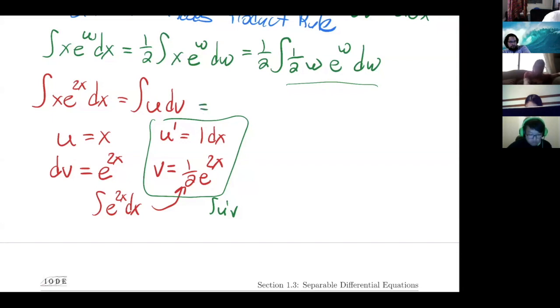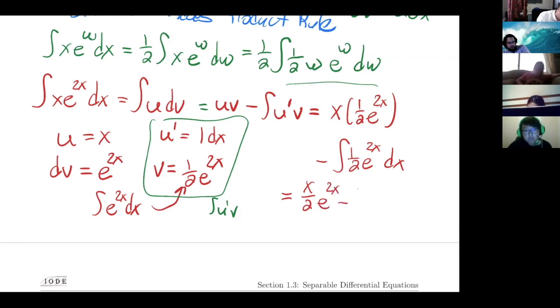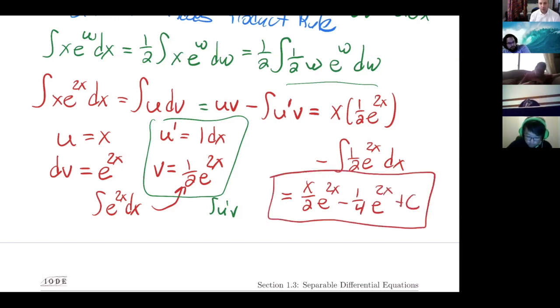But in doing this, integration by parts tells us we could rewrite this as u times v minus the integral of u prime v. So we've got u is x, we've got v is 1/2 e to the 2x, and then we would subtract from that the integral of u prime, which is just 1 times dx, times v, which is 1/2 e to the 2x. And then we're good because we could actually integrate 1/2 e to the 2x. And there we would get our solution.